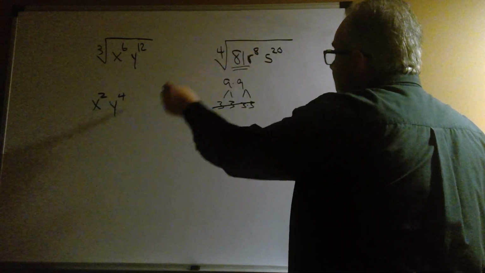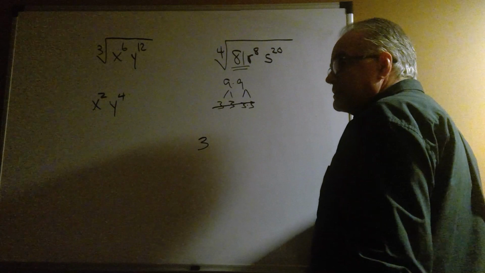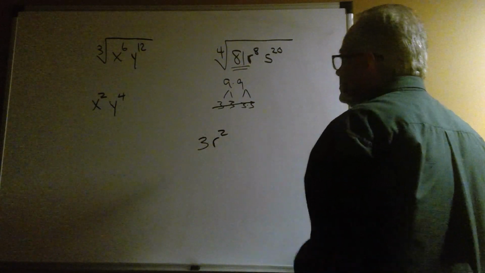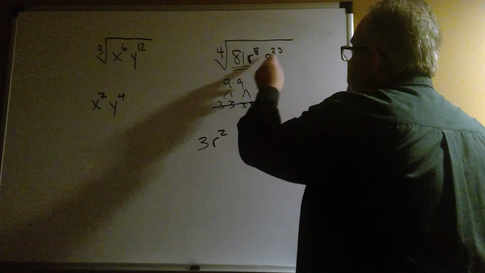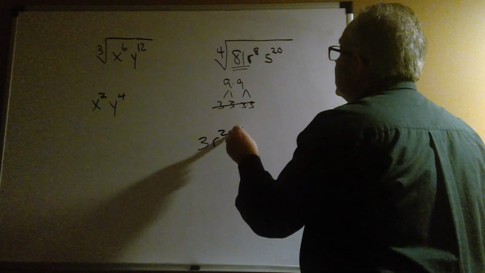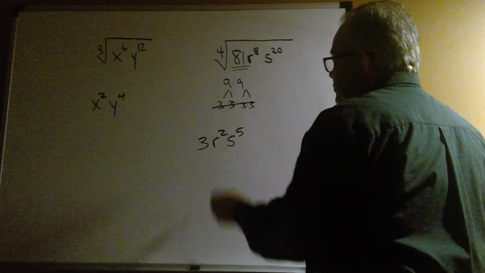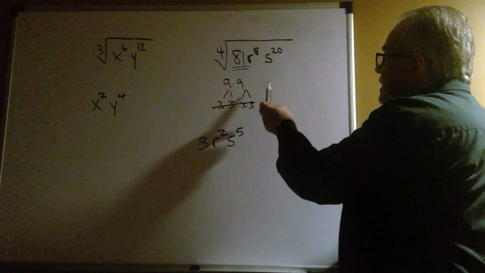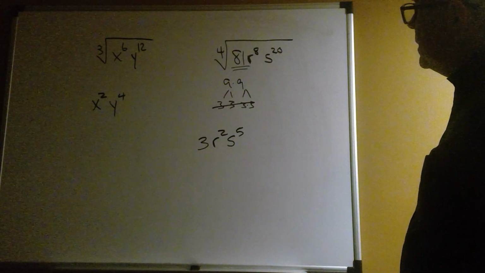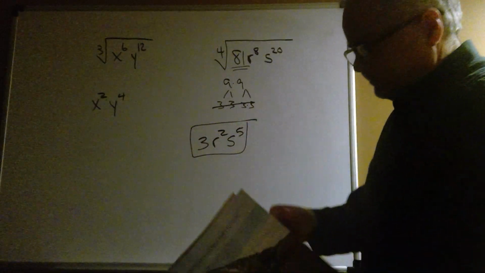Instead of writing 8 r's out and then taking, for every 4 of the same r, 1 out, 4 goes into 8 2 times, so that's r squared. And then 4 goes into 20 5 times, and that would make it s to the 5th power. And that's my answer for the 4th root of r to the 8th, s to the 20th. Okay, did I do that right? I did that right, and that's my answer. Good.